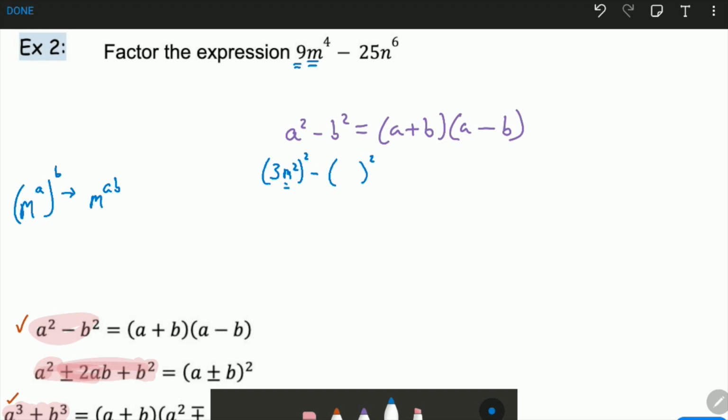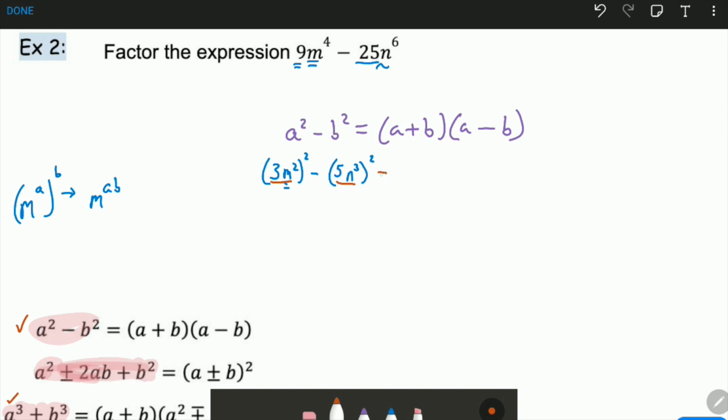For the second term, what do we square to get 25? Well, we square 5. And then for the variable, we look at what times 2 gives us that exponent. So what times 2 gives us 6? That's 3. 3 times 2 is 6. So now that we've rewritten it, we can clearly see what a and b are. A is 3m squared, and b is 5n to the third.